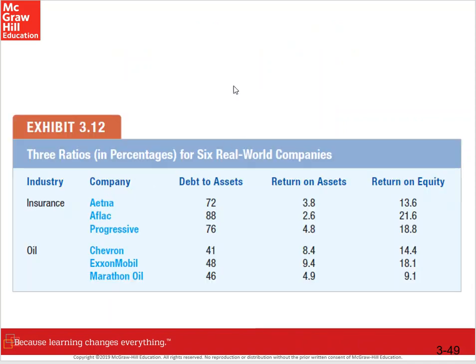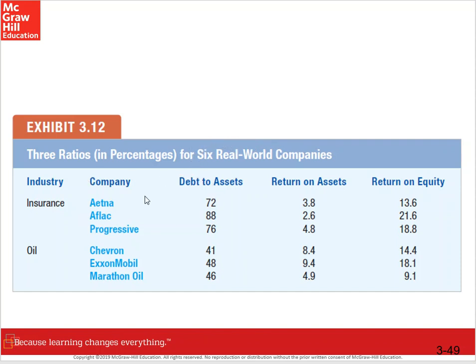Here they give us some ratios for some real-world companies. Notice they've separated it into industries, because we try not to compare companies across different industries because they operate a lot differently. They have different operational assets. They might have different requirements in terms of what they need, also different regulations potentially. So in looking at these, it's a good exercise to go through and remember what's better.